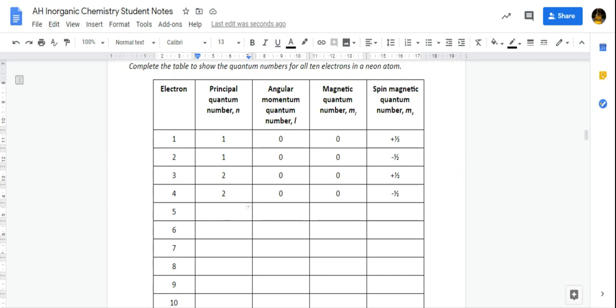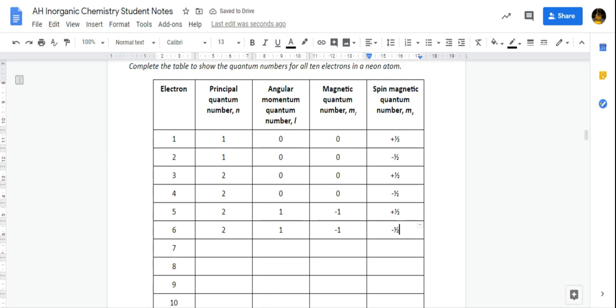Now we're into the 2p orbitals. So again, we're in energy level 2. We're now in the p subshell. So our value of L is 1. Our value of the magnetic quantum number can be from -L to +L. So we'll just start with -1. And our spin, +0.5. The 6th electron is also going to be in the same orbital. So we'll have the same of the first 3 quantum numbers, but we'll have an opposite spin quantum number.